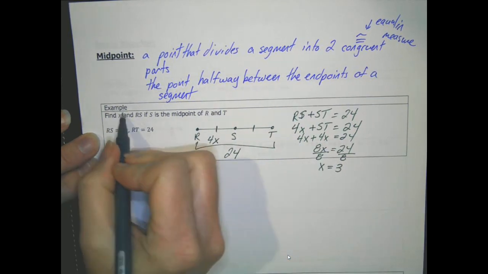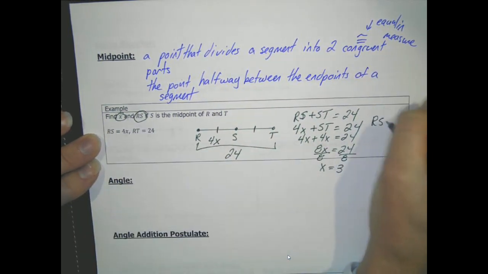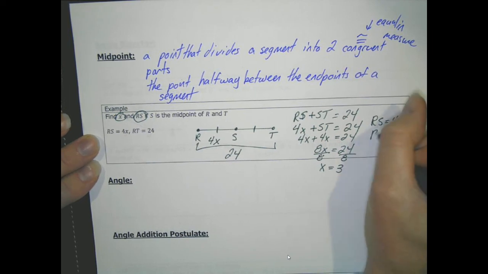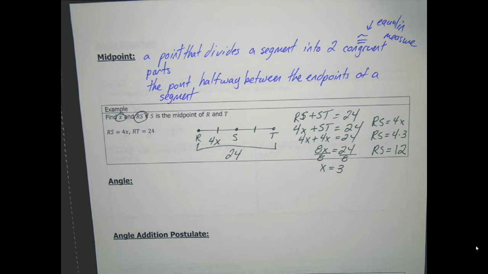Okay, so I did find that part. Now it also asked you to find the distance from R to S. I know R to S is equal to 4x. R to S is equal to 4 times 3, so the distance from R to S is equal to 12. So that's the segment stuff to start with.